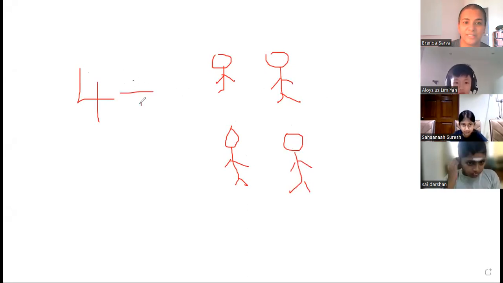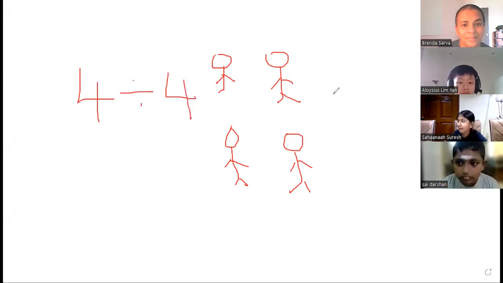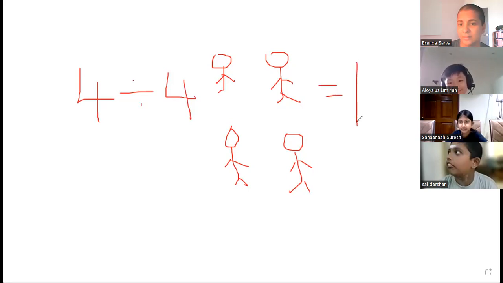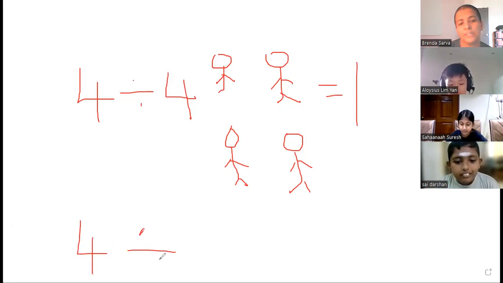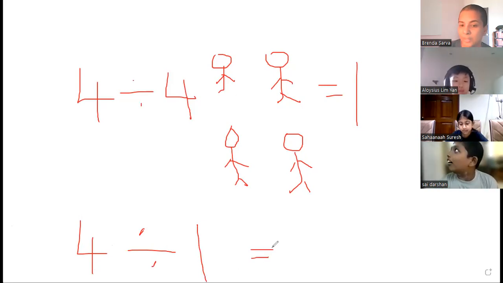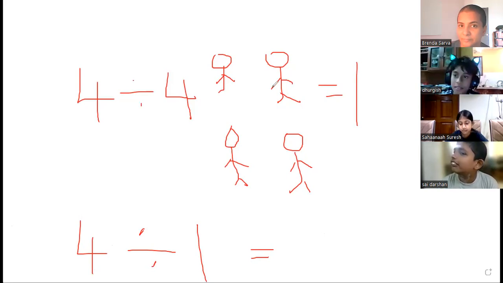I have 4 chocolates. I'm going to divide with 4 people. Yes, thank you. This is such an easy question. Now, if I have that same 4 chocolates again, and I'm only going to divide with one person, that one person is going to get how many chocolates? 4. Okay, he'll get all 4.